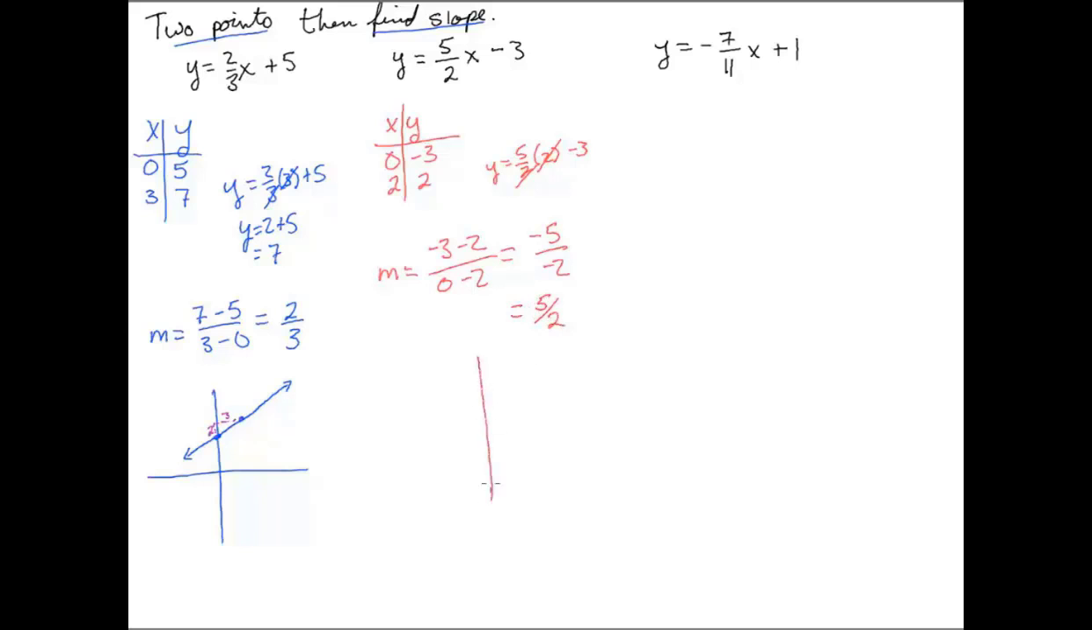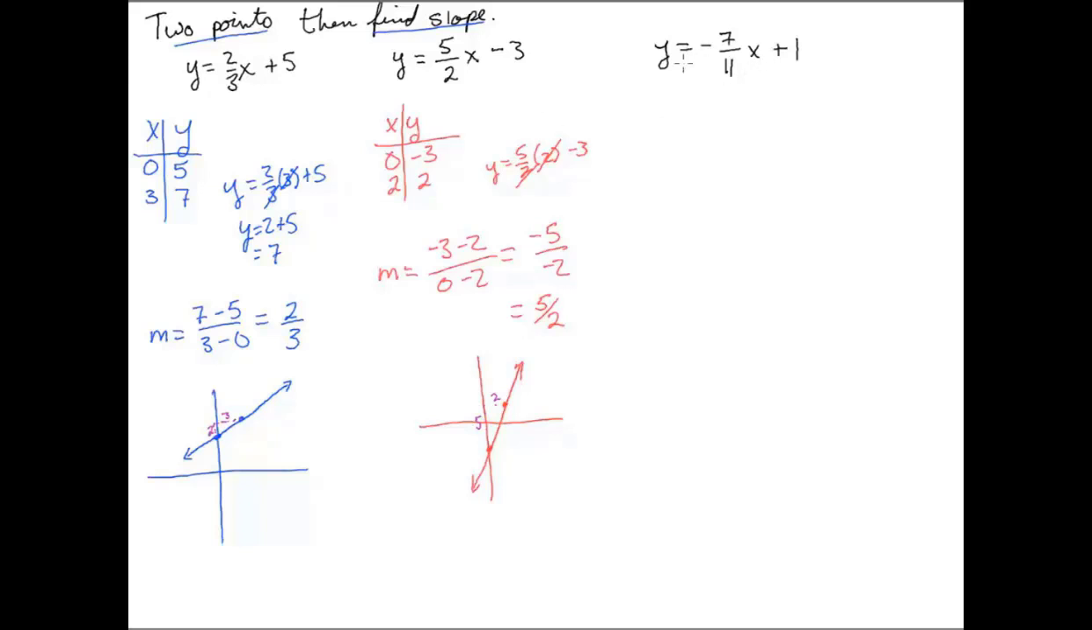Good deal. So if we graph this, we have 0, negative 3. It's about right there. And then the next point, a 2, 2. 1, 2, 1, 2. And there's the line. And you can see, again, that slope, 5 halves, is illustrated: 1, 2, 3, 4, 5. 1, 2. So it's up 5 over 2. And there we have it. There's the line. Good.